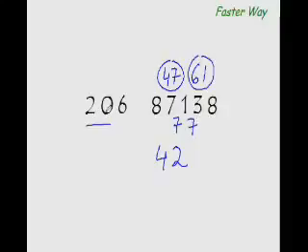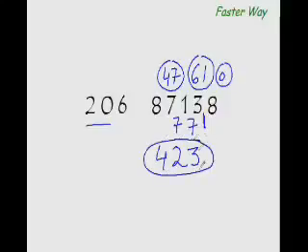Now 20 how many times will go into 61? 20 3 times is 60. So remainder is 1. Now our new dividend would be 18 minus 6 times 3, which is again 18. So 18 minus 18 is 0. The moment you have 0 here, you know that this is your answer. So the answer is 423.